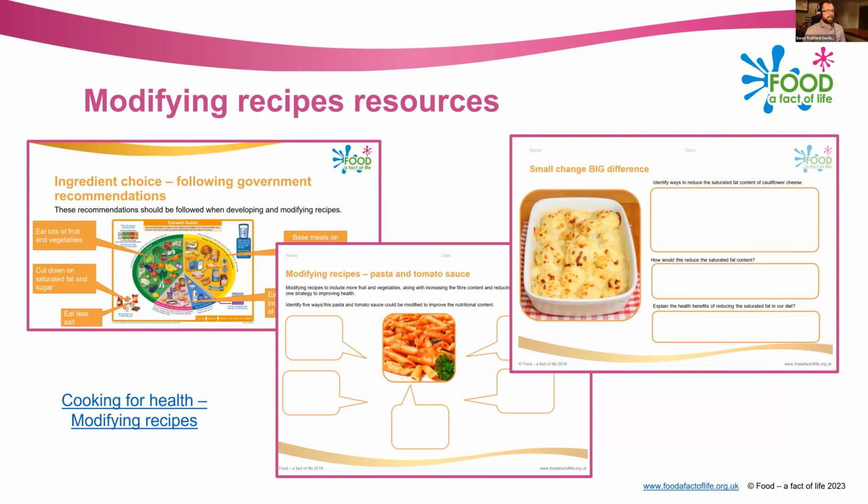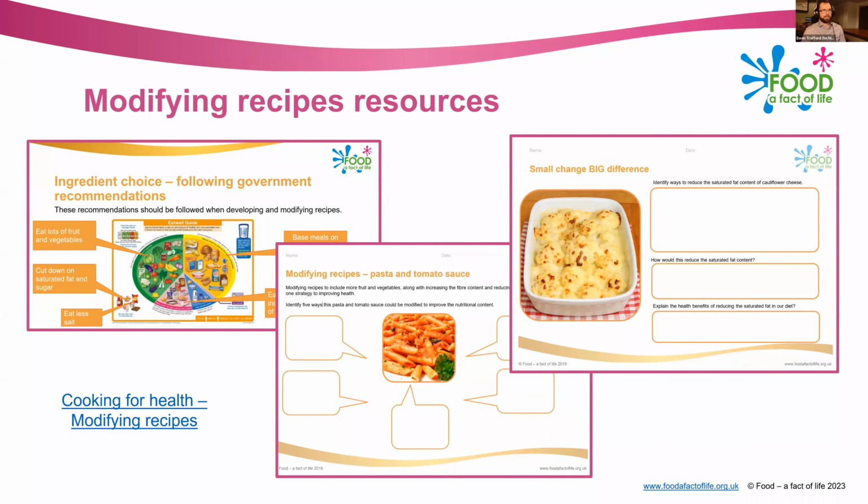Modifying recipes, as we said, loads of stuff on this in the Cooking for Health section. So again, we've got those considerations for the Eat Well guide here. We've got sheets about modifying recipes, loads of these. This is an example with pasta and tomato sauce, and pupils can come up with different ways that they can modify the recipe. For example, changing to whole grain pasta, changing the cooking oil, adding vegetables, different fruits, and things like that.